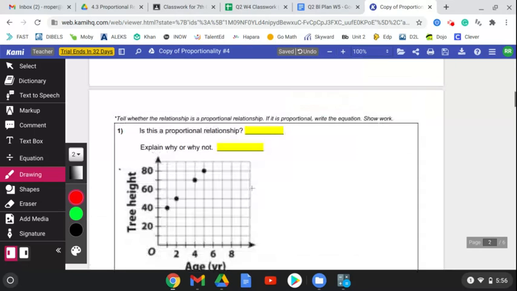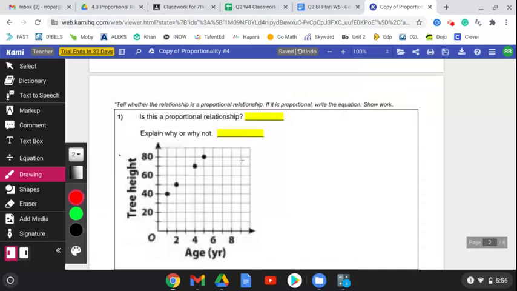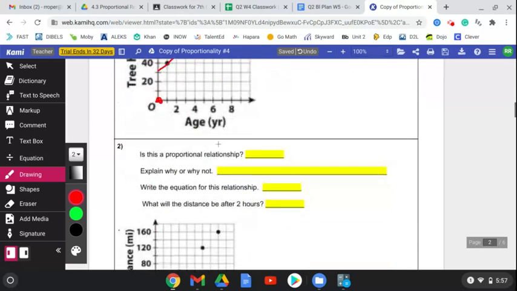Okay, number one right here, is this a proportional relationship? If I were to draw a line through these dots right here, does it pass through the origin? Here's the origin right here. Is this line passing through the origin? No, right? So this is not a proportional relationship. The explanation is the line does not pass through the origin. So maybe add a text box in there and say the line does not pass through the origin.